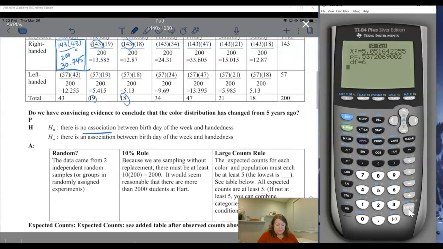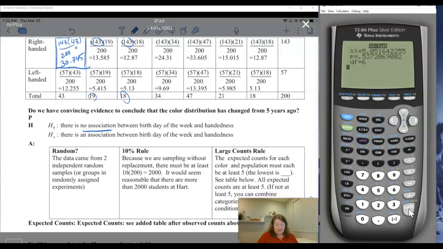Okay, so we go through the same thing again. Is it random? It is random. It didn't come from 2 independent samples. The data came from 1 random sample of 200 students. Okay, 10% rule. We are sampling without replacement. This time we sampled 200 Hart students. And if I do the 10% part, we have just barely over 2,000. I think we're around 2,100 right now, so we're still good there.